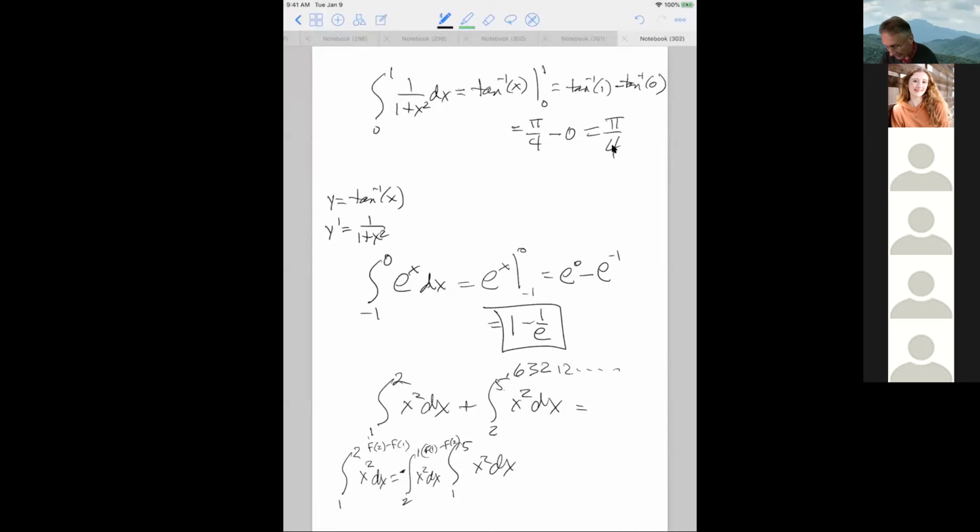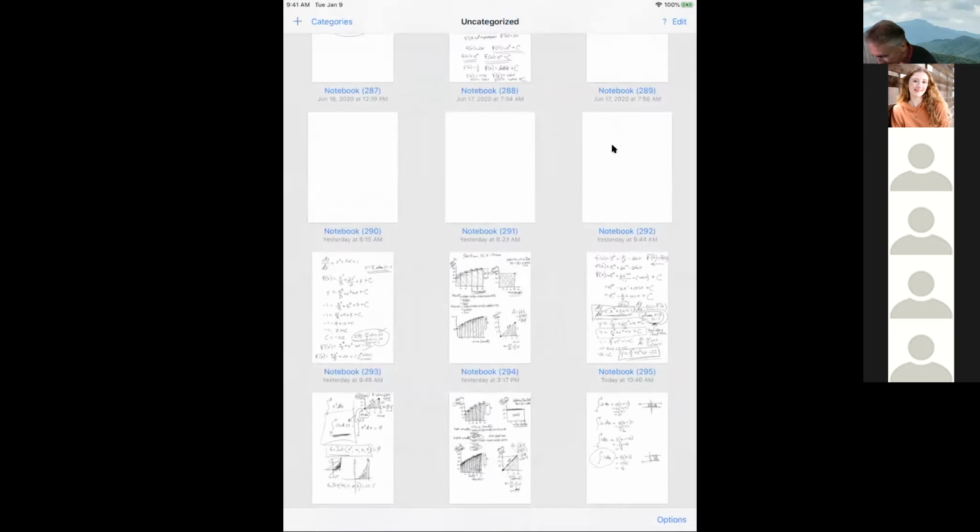But here's the key point I want to make. Let's go to a new screen, and this will be the last thing for the day, okay?